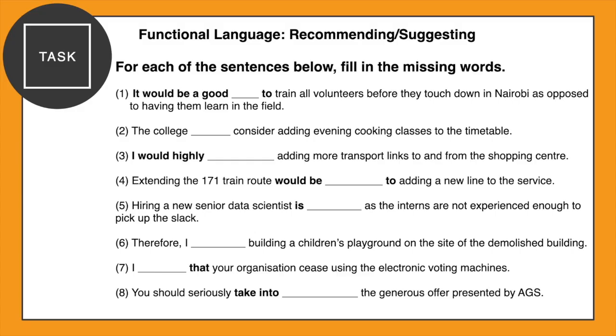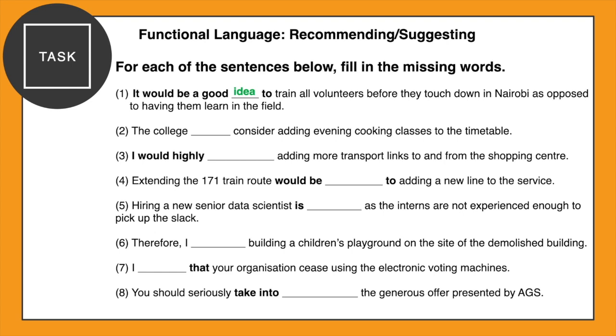Now it's time for a task. Functional language, recommending and suggesting. For each of the sentences below, fill in the missing word. So pause the video and press play when you're ready to continue. So let's have a look at the answers. Number 1.